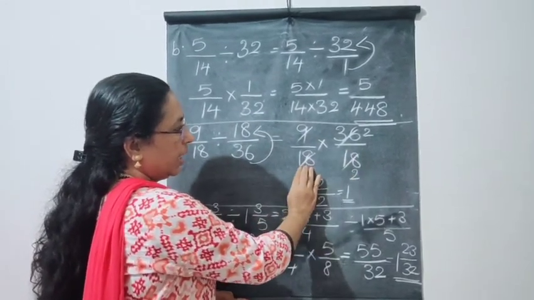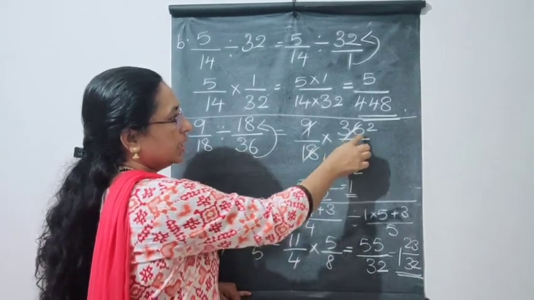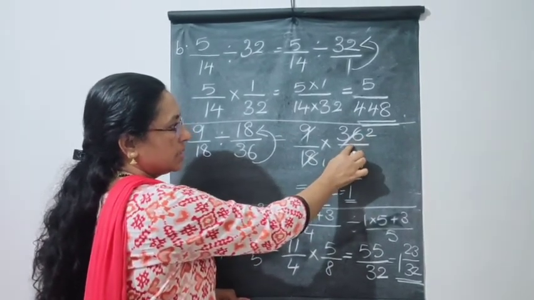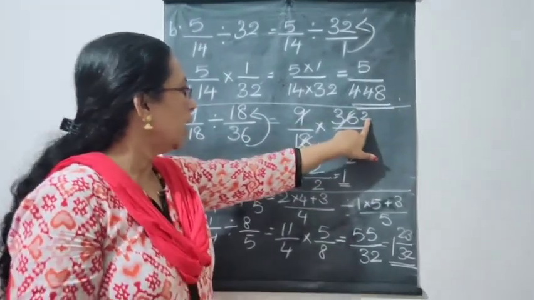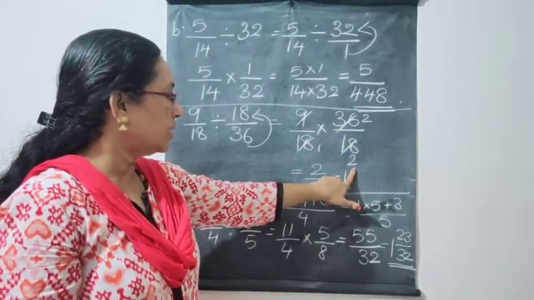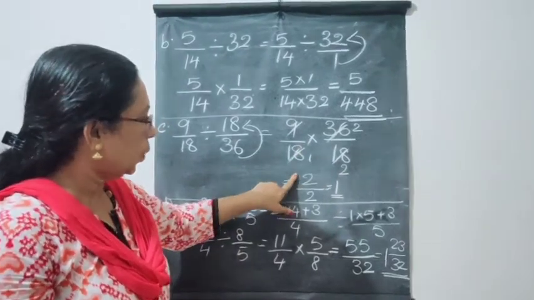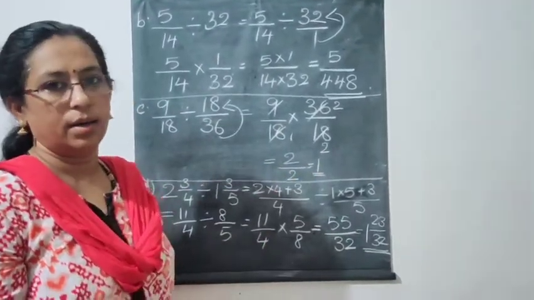The same way, 18 1's are 18, 18 2's are 36. So upside, what are the numbers remaining? 2, upside and downside also 2. So we can write 2 by 2 is equal to 1.